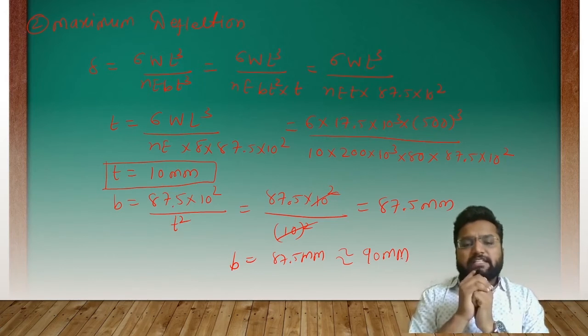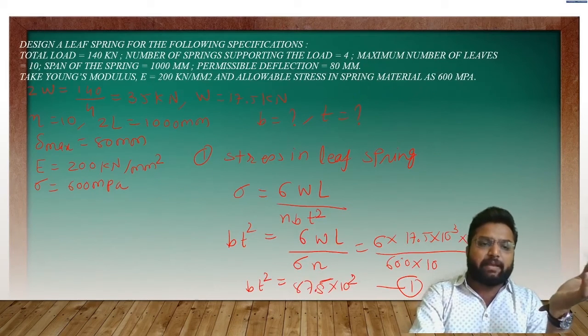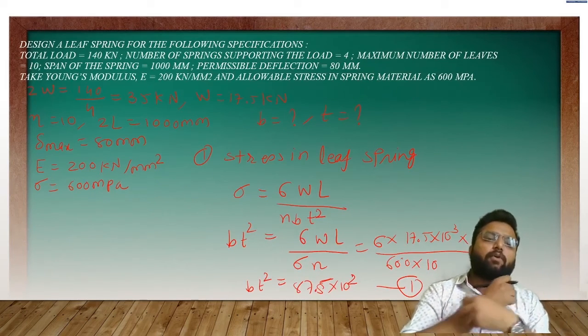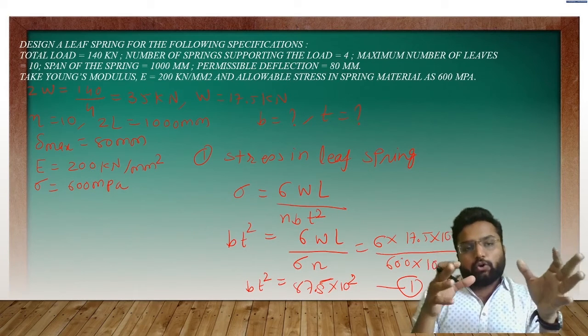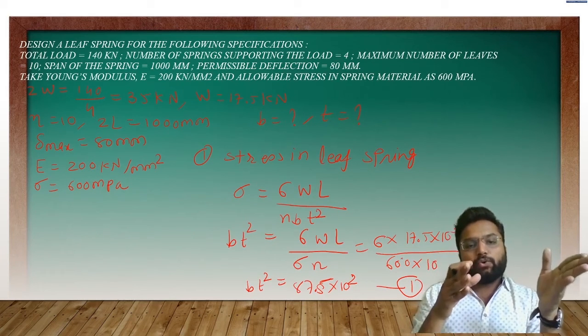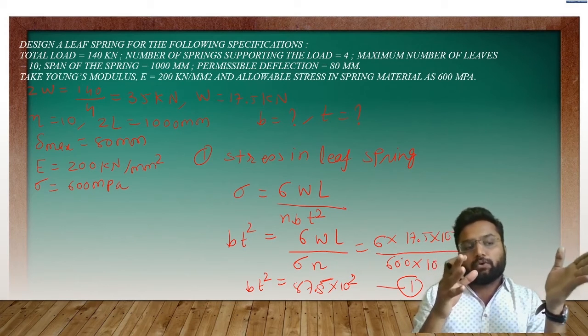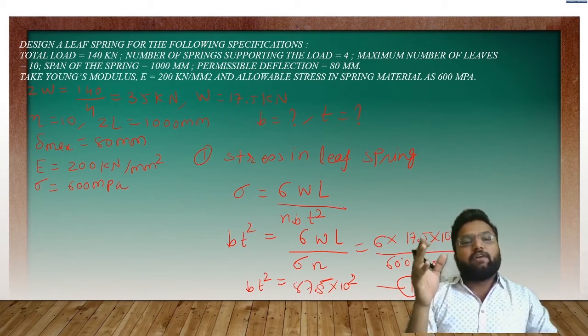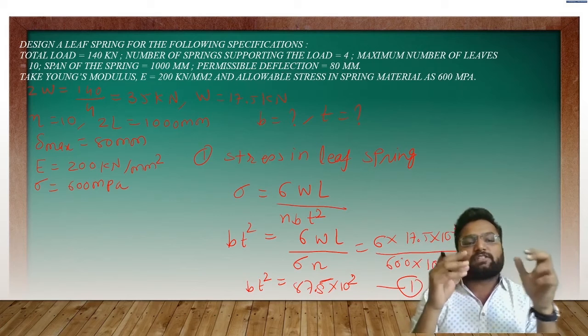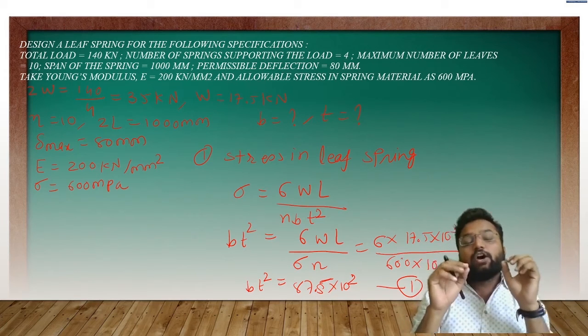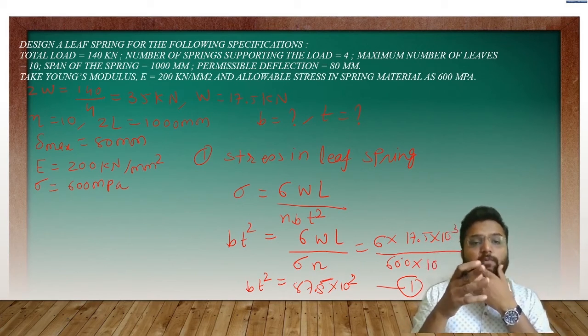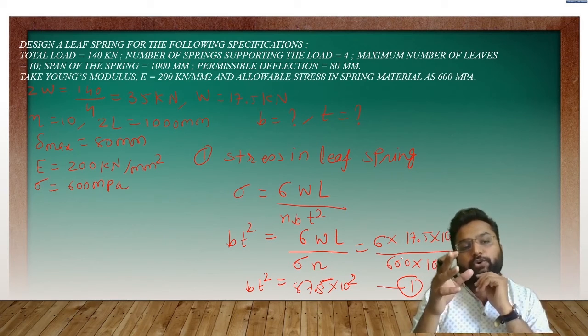I hope you got each and every point in this example. Let's have a recap of this example. Here you are provided the total load, which is 140 kilonewton. The number of springs was 4, so the load distribution on each spring will be 140 divided by 4, which is 35, and it is represented as a simply supported beam. So it is 2W, so W is 17.5 kilonewton.